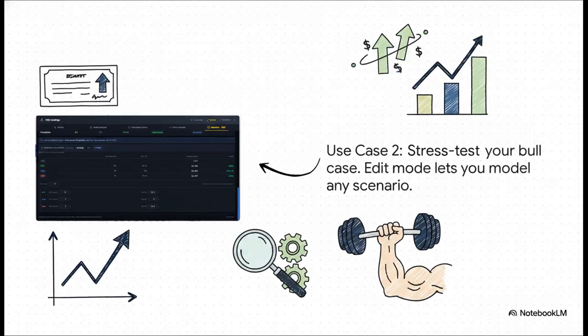Use case number 2 is all about stress testing your big ideas. Let's say you're really bullish on a company like PDD Holdings. Well, instead of just hoping, you can use the edit mode to actually model it out. You can play with the growth rates and the exit multiples to see exactly what would need to happen for that stock to, for example, double in price. It turns your story into actual numbers.